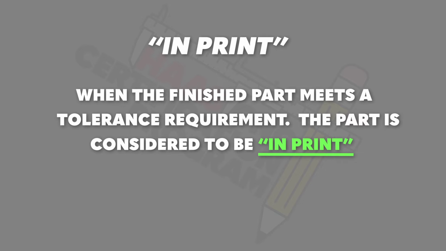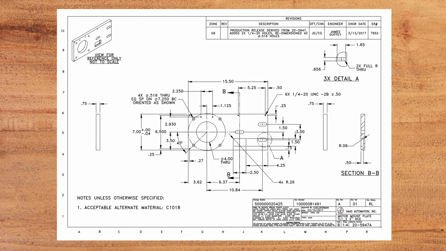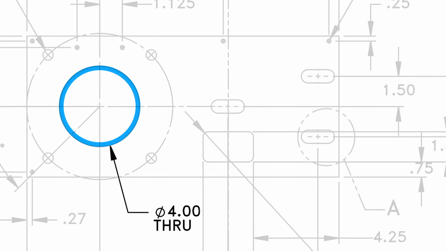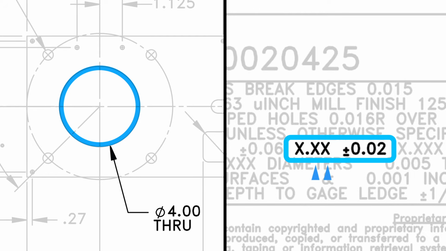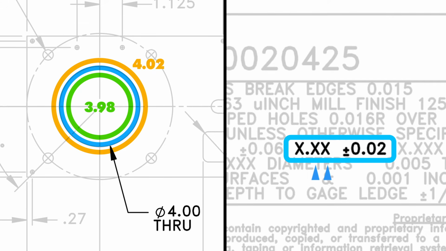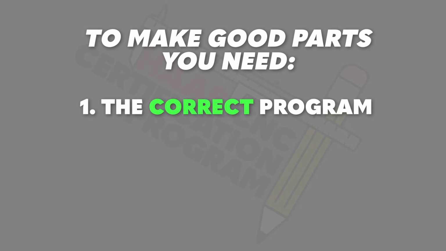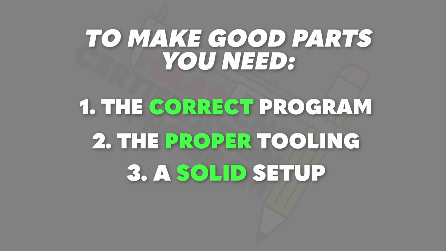This same idea holds true when we look at the tolerance of a hole or any other feature of the part. This bore that reads 4.00 through has a looser tolerance. In this case, based on the tolerance block, this 2-place decimal means plus or minus 20 thousandths. So this hole can be anywhere between 3.98 inches and 4.02 inches and still be considered in tolerance or in print. Whatever the tolerance is, you still need to have the correct program, the proper tooling, and a solid setup in the machine in order to make good parts. And all of that starts with a good understanding of the drawing.